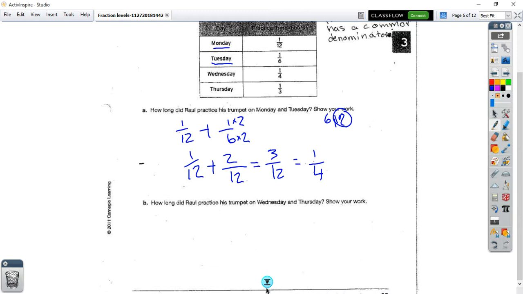Go ahead and scroll down. Next question says, how long did Raul practice his trumpet on Wednesday and Thursday? Show your work. So we have Wednesday and Thursday.